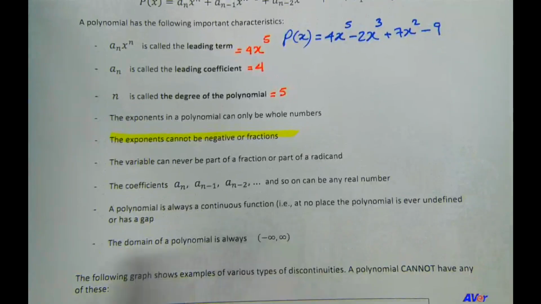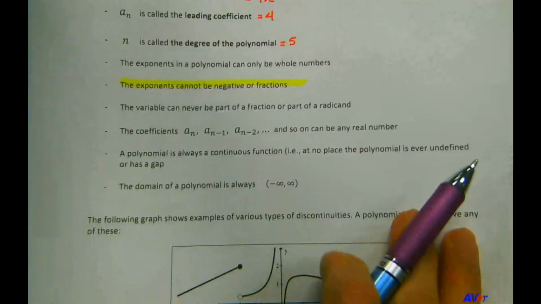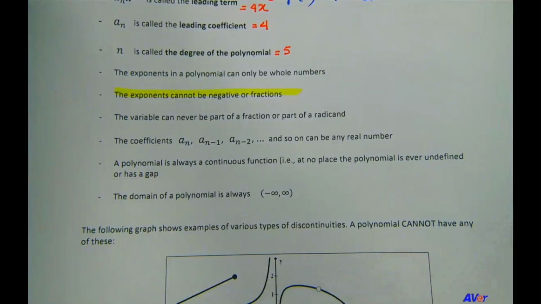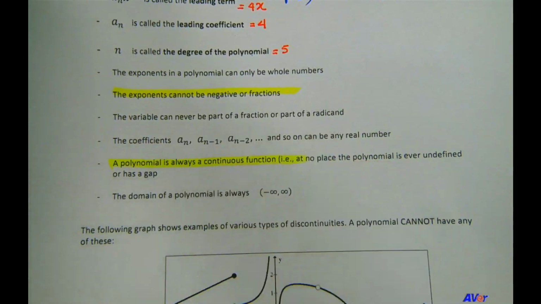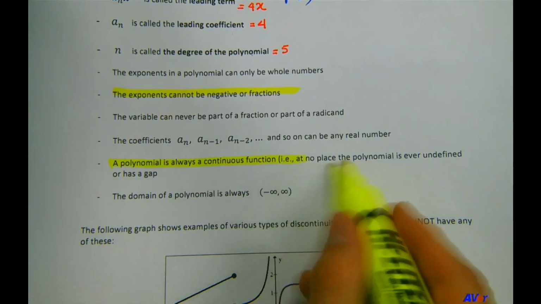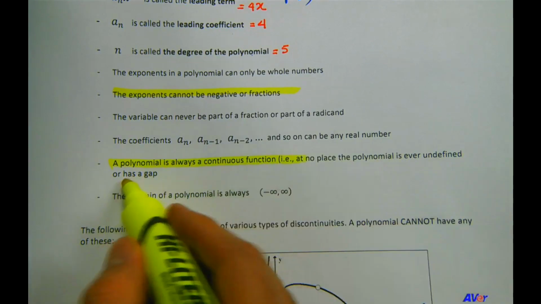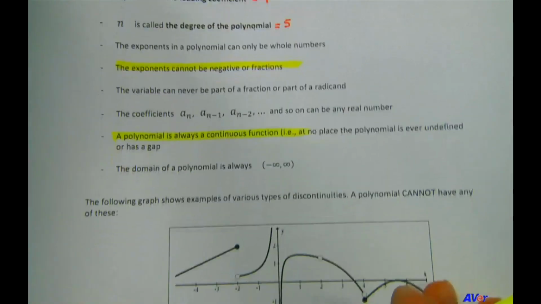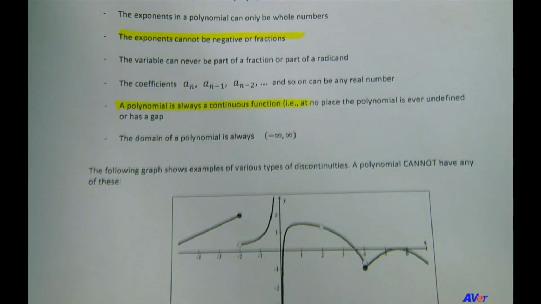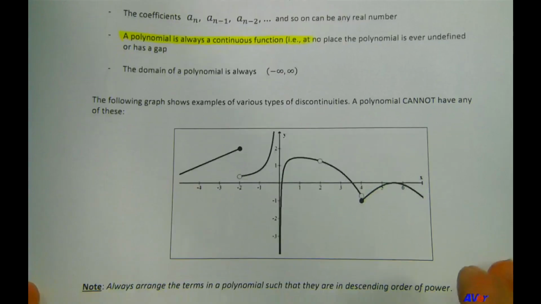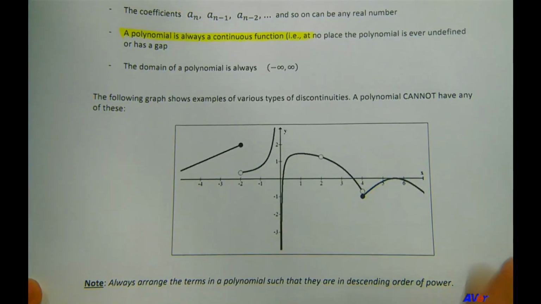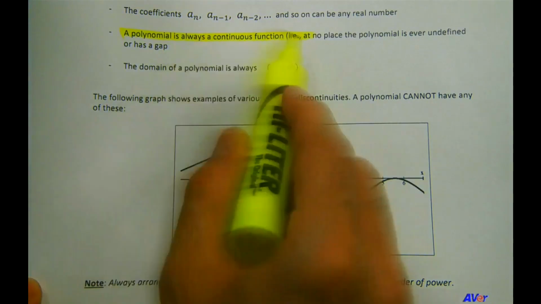Let's see what else. Okay, we've talked about that one. A polynomial is always a continuous function. This is very, very important. Okay, a polynomial is always a continuous function. At no place is the polynomial ever undefined or has a gap. Okay, let me move this up. These last few points are extremely important. What you see on the screen is very, very important. A polynomial is always continuous.